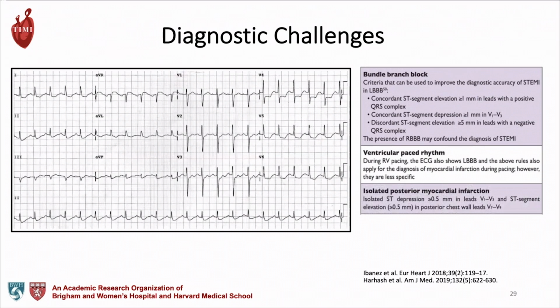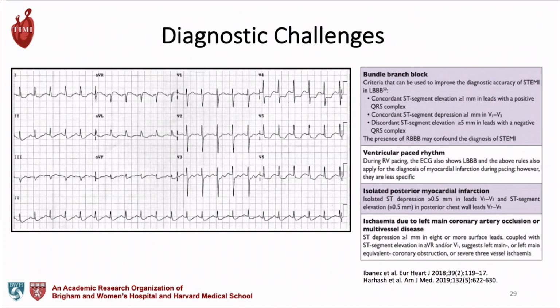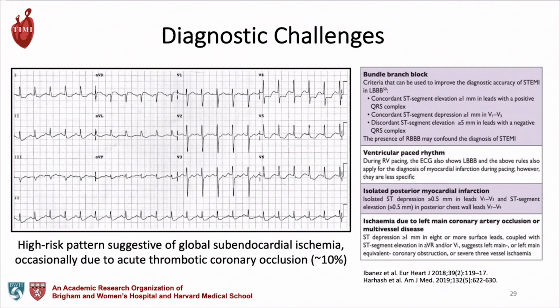And then the final diagnostic challenge that comes up often, and it seems to come up often in the intensive care unit, is this pattern that we see here, where there's ST segment elevation in aVR, and then there's diffuse ST segment depression across a number of different leads. This can be a sign of ischemia due to left main coronary artery occlusion or multivessel disease. This pattern in general is just suggestive of global subendocardial ischemia. Most of the time, this is not actually related to acute thrombotic coronary occlusion, but about 10% of the time it is. We have to be vigilant when we see this pattern about making sure that this is not actually what is going on with this patient.